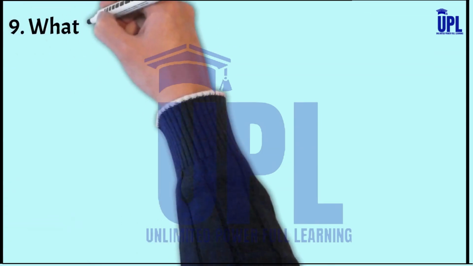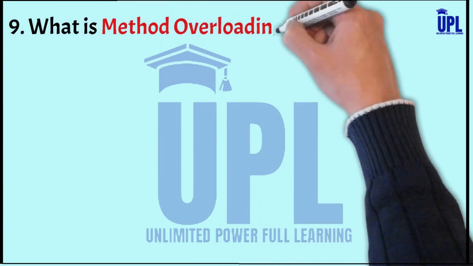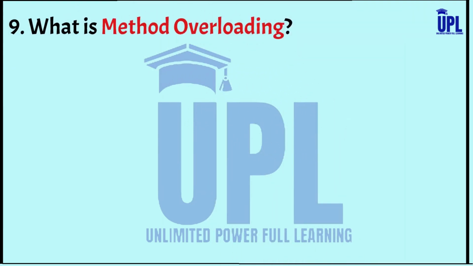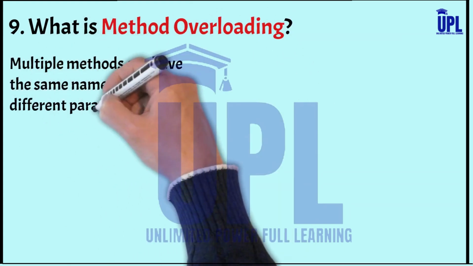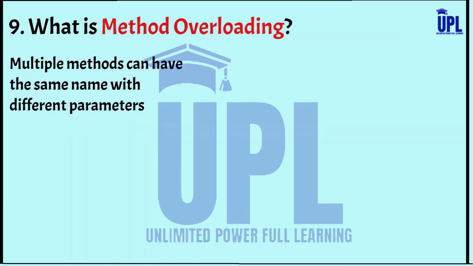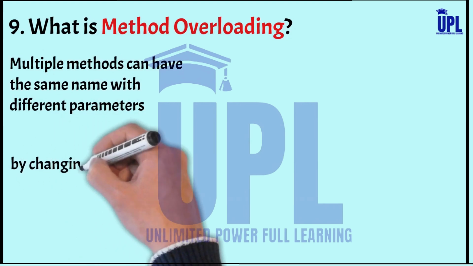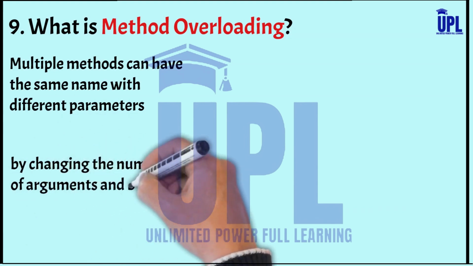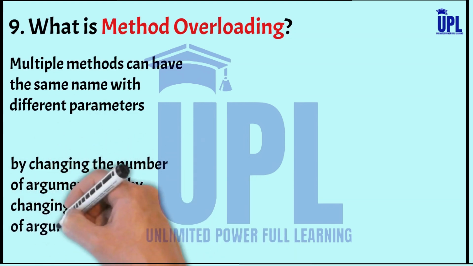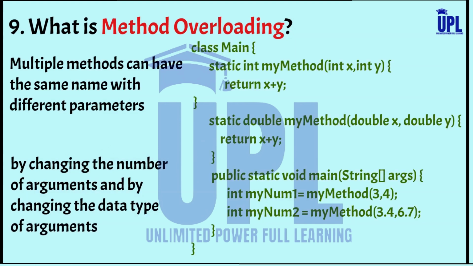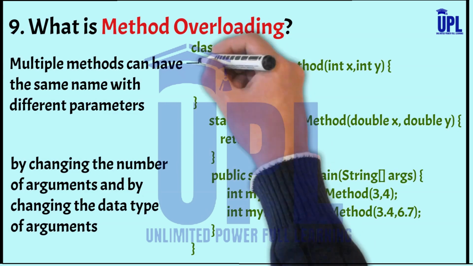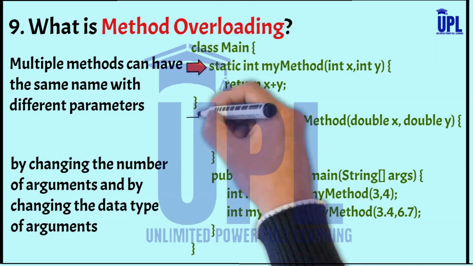Alright. So moving on to the next one, what is method overloading? In method overloading, multiple methods can have the same name with different parameters. Method overloading can be achieved in two ways, by changing the number of arguments and by changing the data type of arguments. Now let's have an example over here. So in this example, you can see we have two methods with the same name, but different types of arguments.